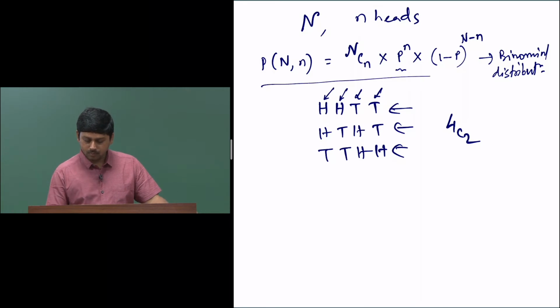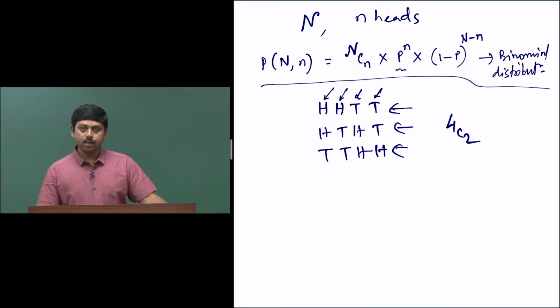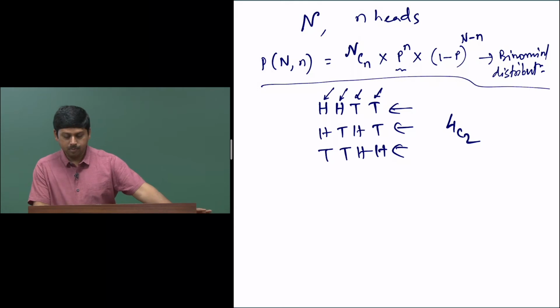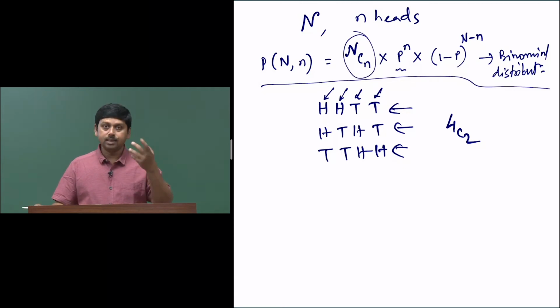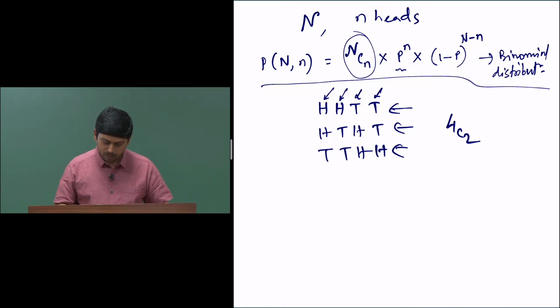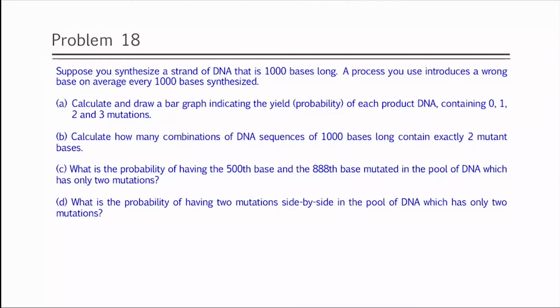And this is an important distribution, as you know, and the number of possibilities we have already discussed in the case of Maxwell-Boltzmann distribution, that it is N C n. So, now we are going to see one application of that, which is in the next problem.